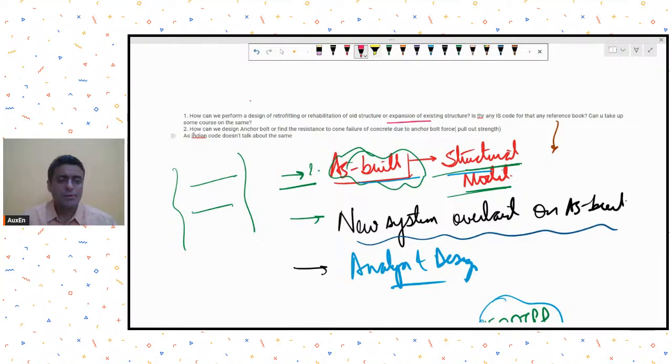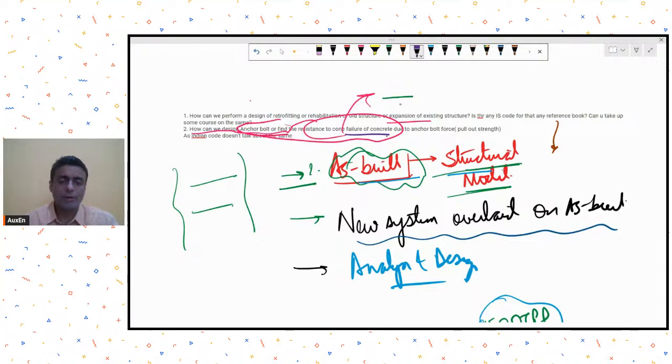His next question, Mr. Shobham is asking, how can we design anchor bolts? Yeah, this is a question which many engineers have been asking me about the anchor bolt and its behavior, and how to find out the cone failure, because I am also not very good at this aspect as of now. About anchor bolts, especially when they are used in existing concrete, I'm not very aware of those codal provisions or methods, especially the cone failure.